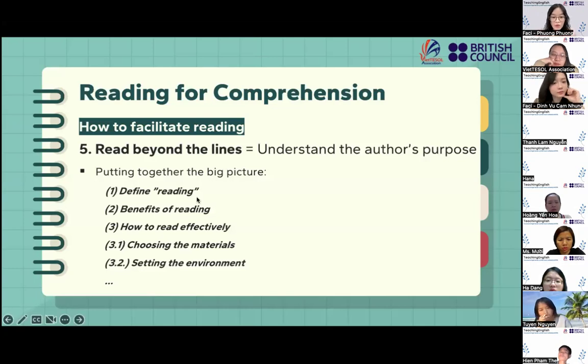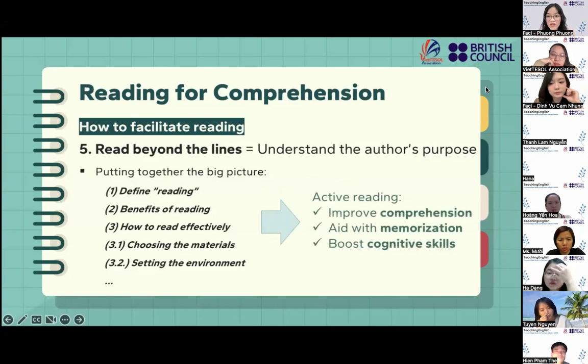So if they can do it like this, they have been doing active reading because they have to read and also think about the purpose and think about what word to use to talk about the purpose of the reading. And that can help the student to improve their comprehension. It helps them to memorize the information better. Remember, one of the purposes for reading is to gain more knowledge. So if they understand, they remember better.